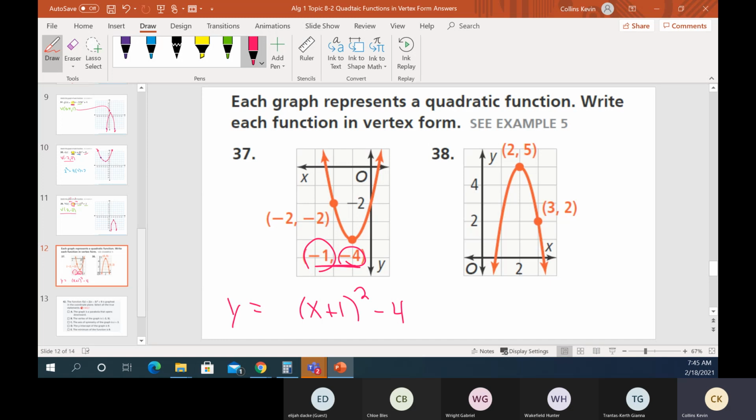Okay, so the other thing we need to look at is if I go over 1 in this direction, how much did I go up? If I went over 1 block, how many blocks did I go up till I hit the graph?